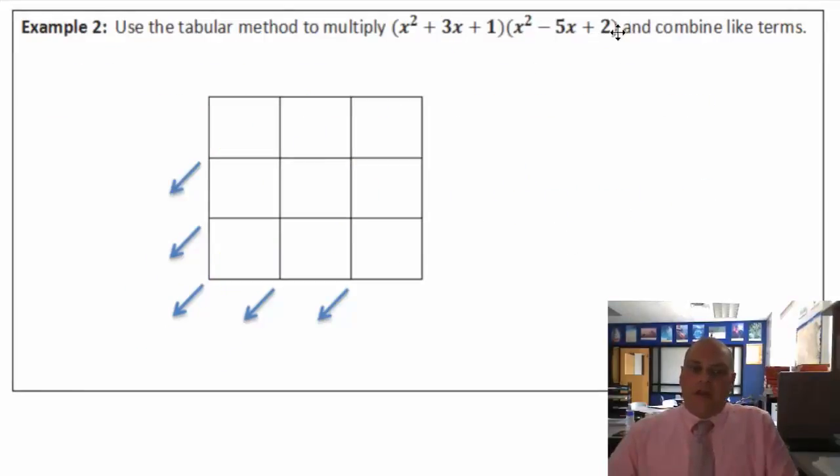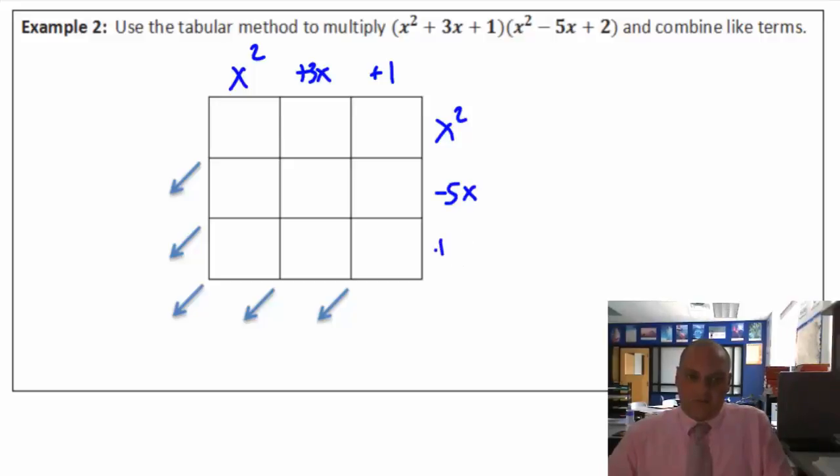All right. So now that you understand the tabular method a little bit, we're going to do a 3 by 3: x squared plus 3x plus 1, and x squared minus 5x plus 2. All right, so let's do this. We've got 9 multiplications to do. x squared times x squared, x to the 4th. 3x times x squared, 3x to the 3rd. 1 times x squared, x squared.